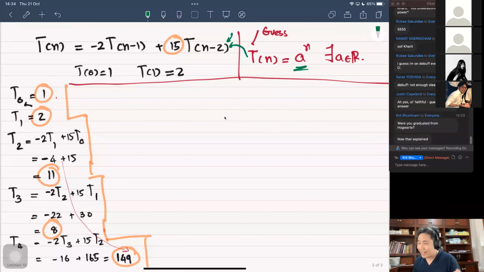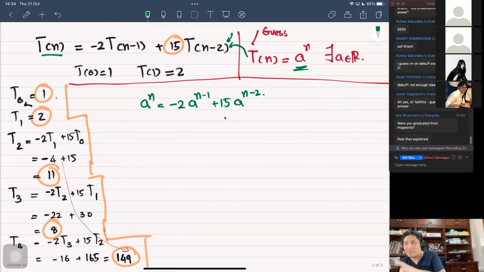Okay, so let's plug it in. It says the following. I plug this thing in, and it's going to give me a to the n, that's Tn, equals minus 2 a to the n minus 1, plus 15 a to the n minus 2. Right? What's so tempting to do? Can anyone tell me what's so tempting to do, and why is this useful? Let's think about why it is useful to do this.